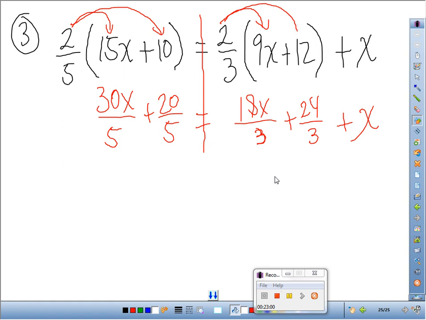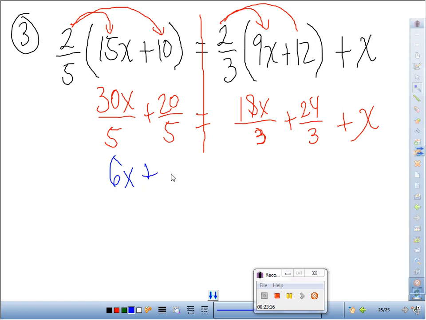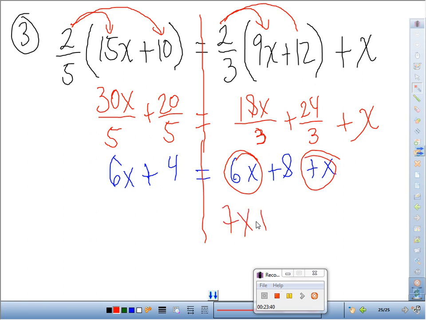Albert Einstein. Here we go, let's simplify. What is 30x divided by 5? 6x. Okay, I'll wait. Plus 20 divided by 5, that's 4, equals 18x divided by 3, that's 6x. 24 divided by 3, that's 8, plus x. Are we there so far? Yes. Can we still simplify this side? Yes. This becomes 7x plus 8 equals 6x plus 4.